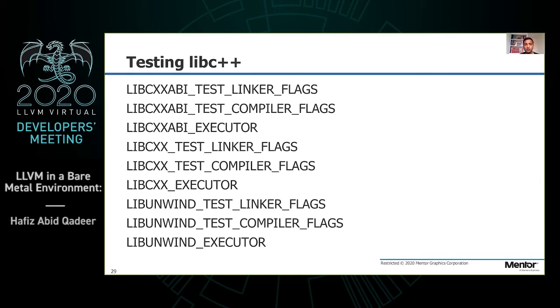And now we look at some of the CMake variables that are relevant for testing. These are three sets of variables. One is for libc++abi, one for libc++, and one for libunwind. One is used for setting the linker flags, another is used to set the compiler flags, and the third one is to set the executor.